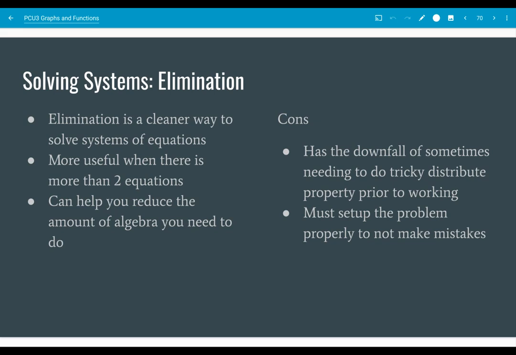And if you recognize, and it's easy to get problems to set up for elimination, it can actually eliminate a lot of algebra. The downfall to this is that sometimes you do have to do a little bit of careful math and distributive property to get it set up right. And you have to make sure it's set up right to avoid making simple mistakes.